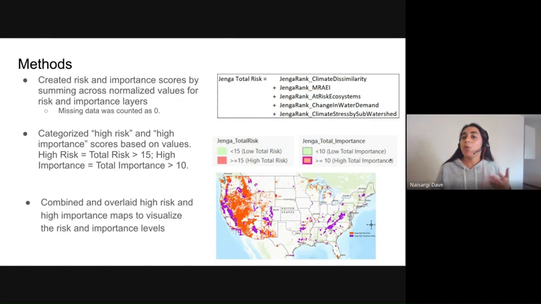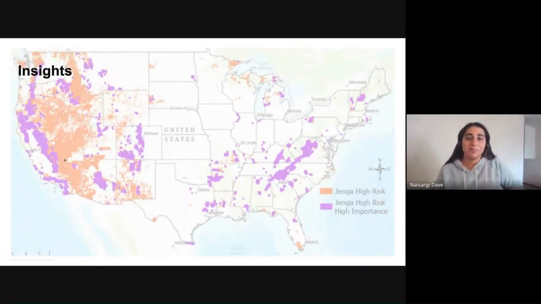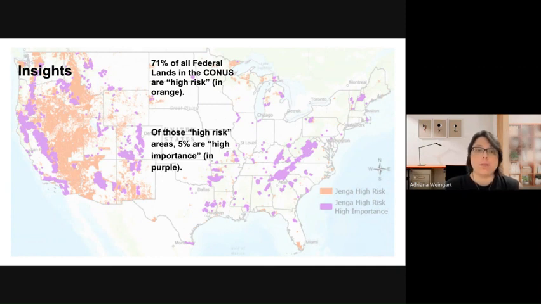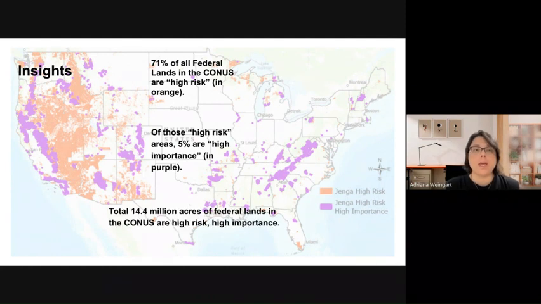Now, let's take a look at what we gleaned from our analysis. This map shows the high-risk layer in red, overlaid with the high-importance layer in purple. The National Forest Service may use this map to prioritize conservation efforts. Our analysis shows that 71% of the federal lands are at high risk. Of those high-risk areas, 5% are both high risk and high importance. And this accounts for a total of 14.5 million acres of federal lands.